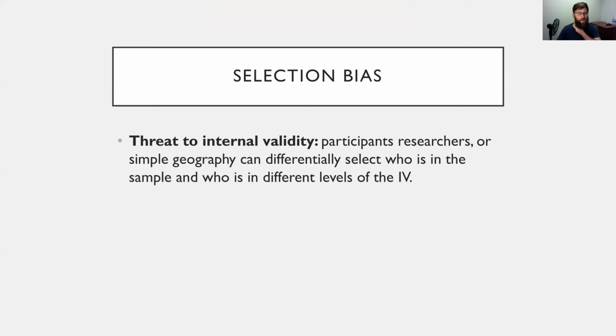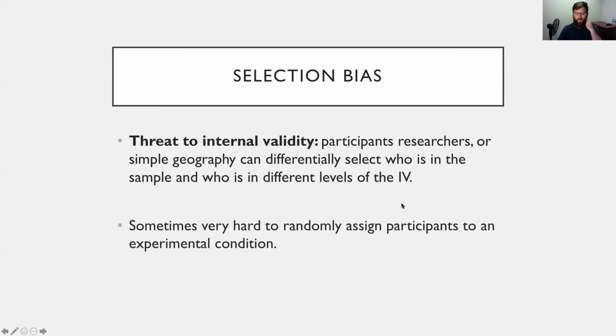So participants, researchers, or simple geography can differentially select who is in the sample and who is in different levels of the independent variable. This was potentially a big issue in the Greenwich Village study because people were not approaching the more seedy looking or threatening looking characters. But in studies like this, it's really hard to randomly assign participants to experimental conditions without having selection bias. So just know that maybe the people who are participating in your study aren't allowing you to make strong claims about the internal validity of the relation between the independent and dependent variable.